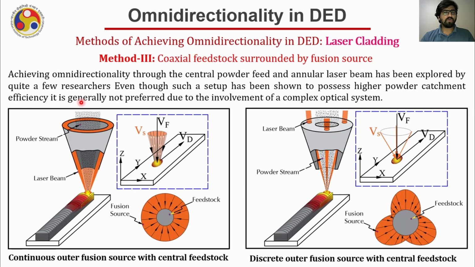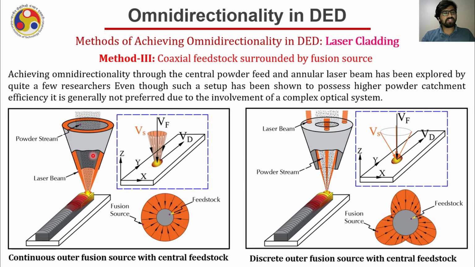So the example of the coaxial feedstock surrounded by the fusion source is shown here in this diagram. As we are focusing right now on the powder based system, but the same or a similar setup can be utilized for wire feedstock as well. As we are using a laser here, we have an advantage that if you use appropriate optics, you can really play around with the laser beam and obtain different shapes. Like here in this example, there is a conical shape laser beam.